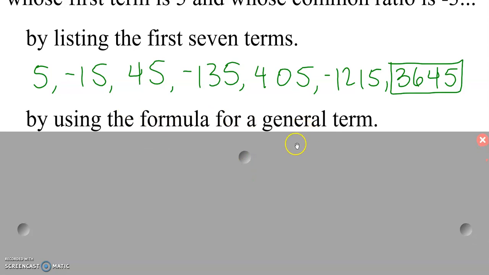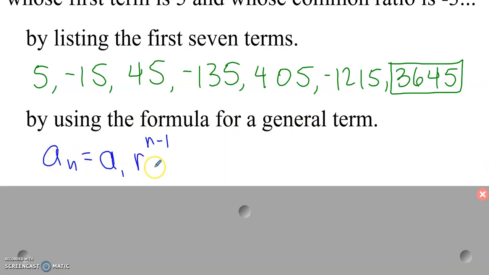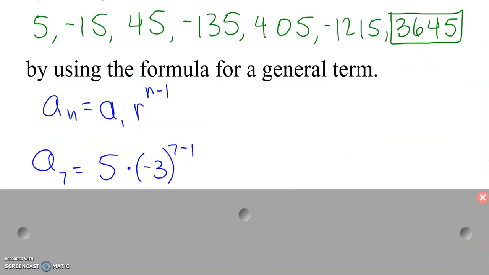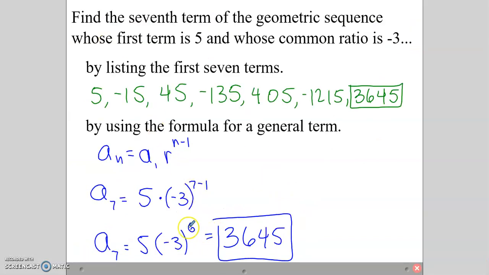Then we're going to look at a different way to do this one, using the formula for a general term. The formula for a general term for a geometric sequence is this. The first term is 5, and r, the common ratio, is -3. And then, since I want the 7th term, I plug in a 7 for n. And then I can type that in my calculator. This is 5 times negative 3 to the 6th power. And I get that same answer for the 7th term, 3,645. Now, is this second way faster than the first way?